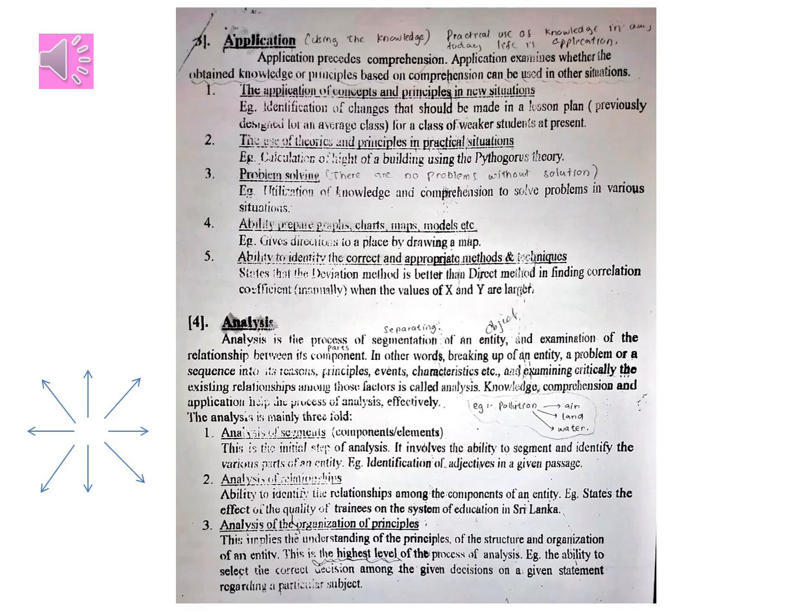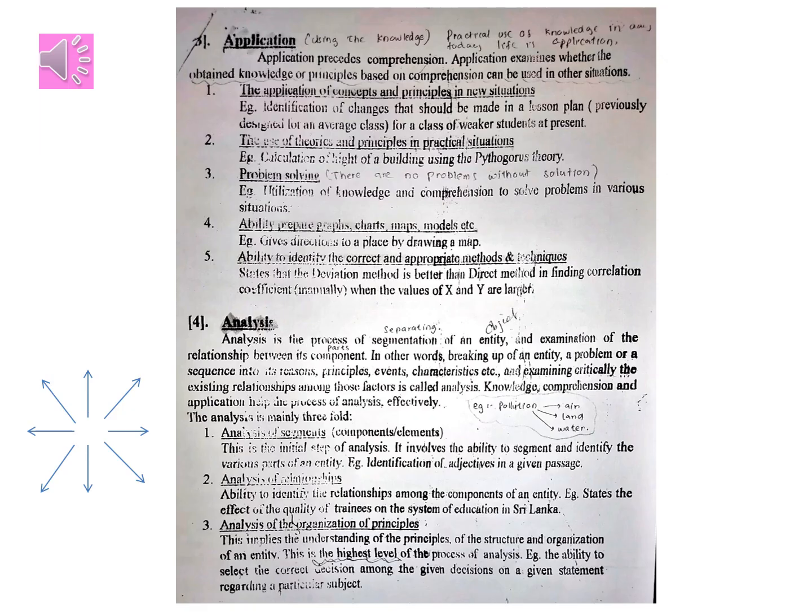Ability to prepare graphs, charts, maps, models, etc. Example: gives directions to a place by drawing a map. If you know how to draw a map, when somebody asks you how to go to this place, you can draw a simple map and give it, right? You are using that knowledge in a situation.